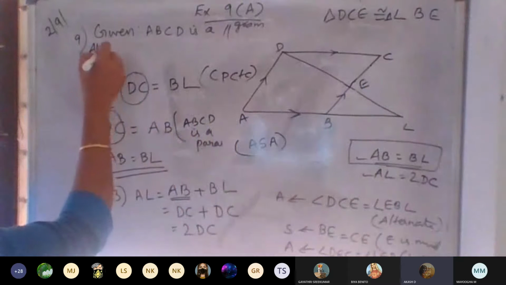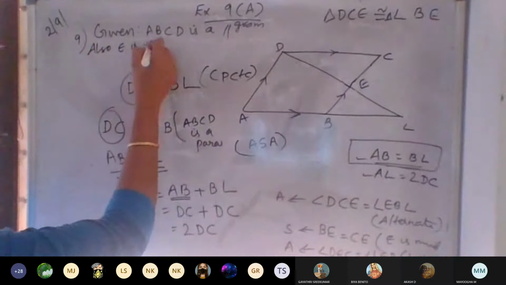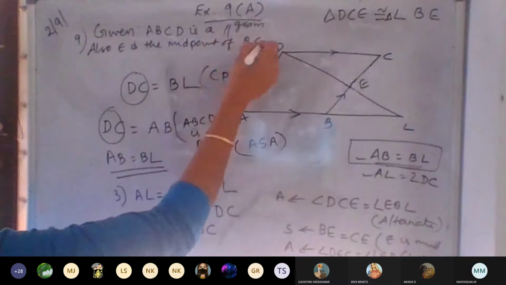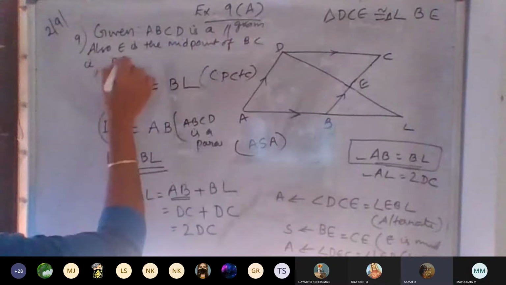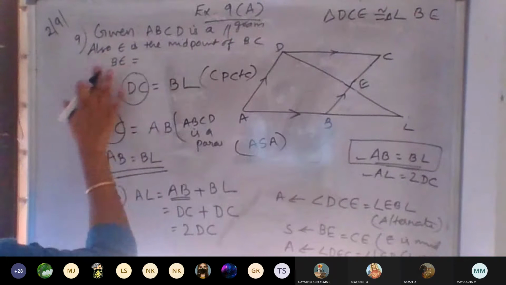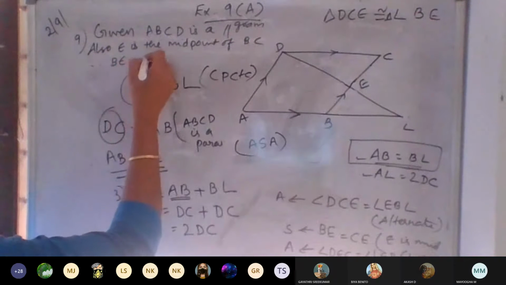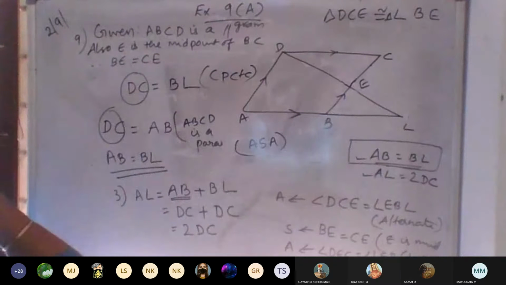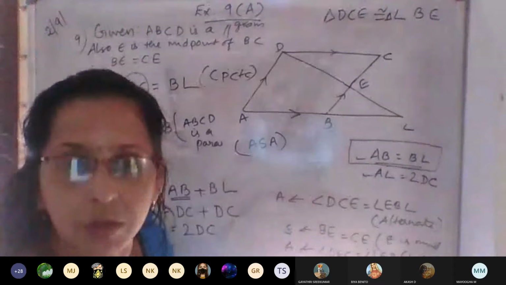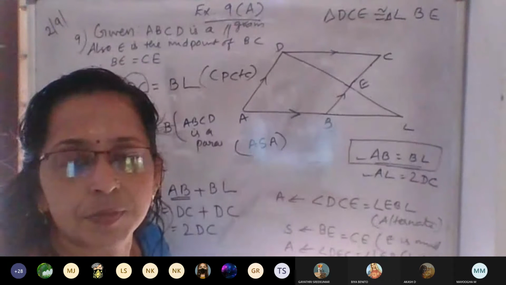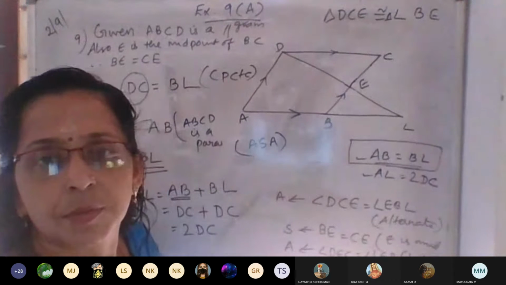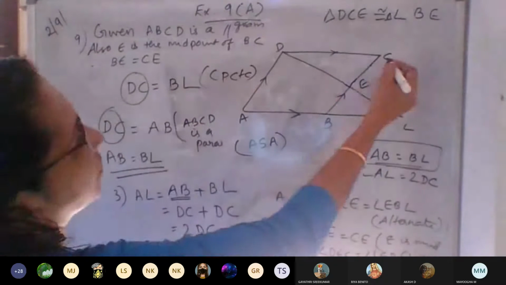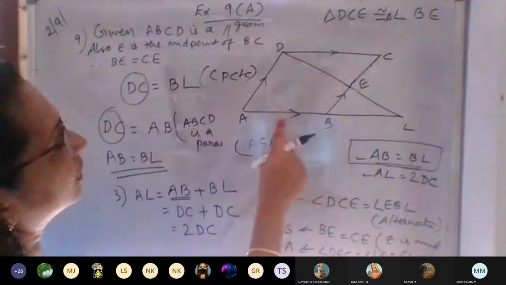Also given, E is the midpoint of BC. So BE is equal to CE. Okay, now BE is equal to CE. Then one more thing we can write.